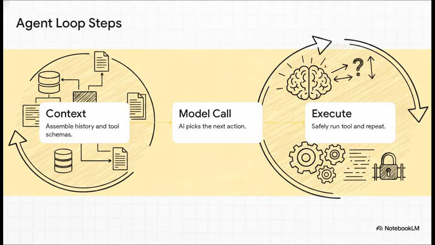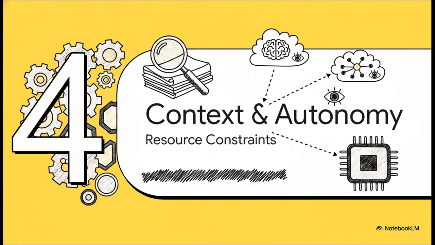Step 1, assemble context. The system builds exactly what the model is allowed to see. Step 2, the model call, where the AI reviews the info and picks the next logical action. And step 3, execute. The harness grabs that action, runs it through safety gates, and safely executes the requested tool for our auth.test.ts file. Then, the whole result feeds right back into step 1, maintaining a strict, continuous rhythm of plan, act, and verify.